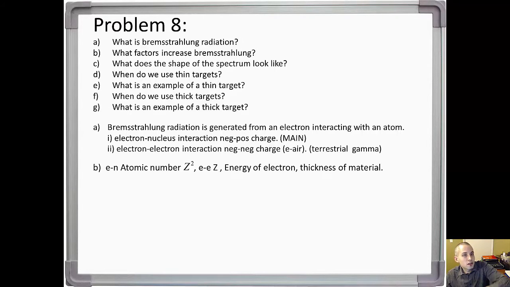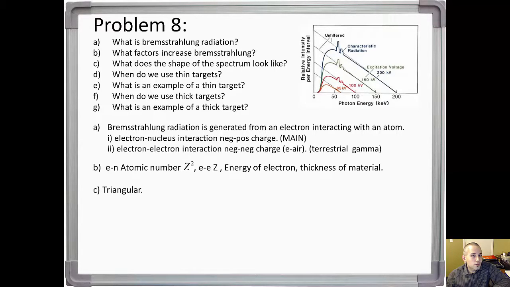So for part C, what does the shape of the spectrum look like? The Bremsstrahlung spectrum is triangular. Here's a depiction. With respect to this depiction, the energy of the incident electron is going to be 200 keV, and as you can see here, it's a spectrum all the way down to 0. In this particular case, the lower energies were filtered. This is characteristic radiation, and so forth.